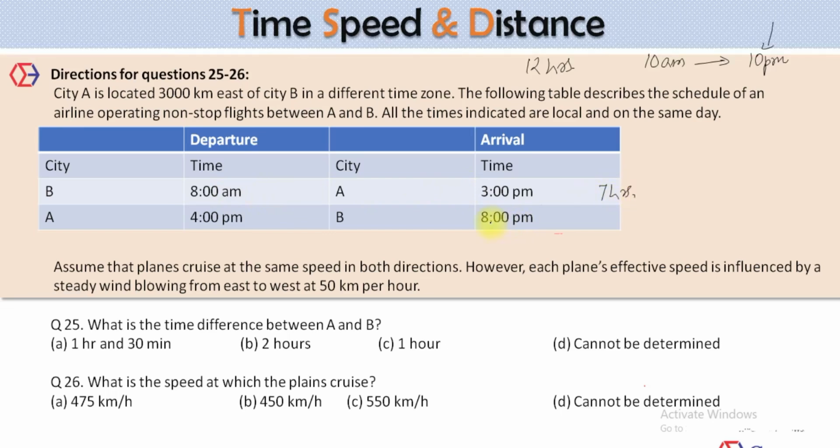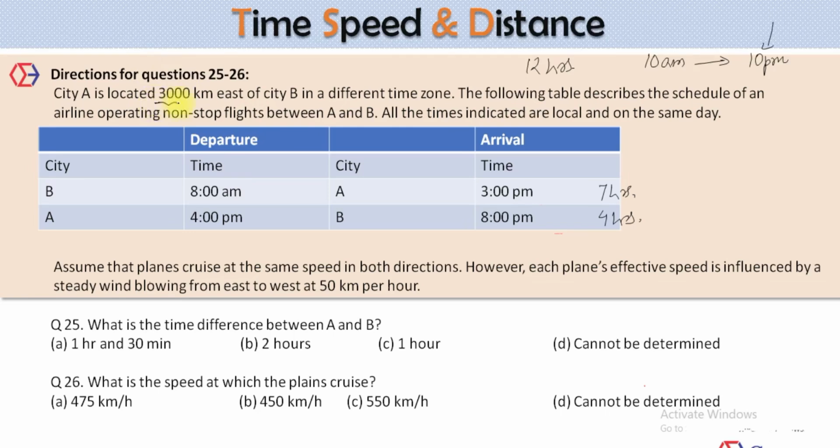But when you come back from A to B, it takes how many hours? 4 p.m. to 8 p.m. That means only 4 hours. How is it possible? The speeds were the same, but the time taken is different just because of what? The time gap. When you move from B to A, you take 7 hours. When you move from A to B, you take only 4 hours. And there is one more factor.